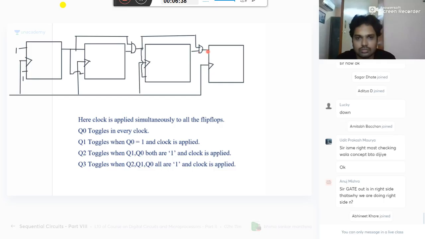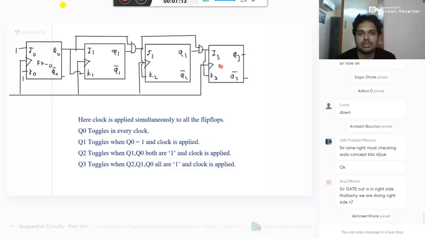Then this is J0, K0, FF0, Q0, Q0 bar, J1, K1, Q1, Q1 bar, J2, K2, Q2, Q2 bar, J3, K3. This is flip flop 3. Okay, so this is what we call mod 16 up counter.